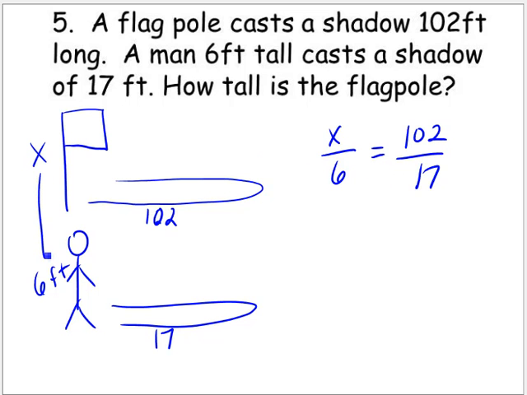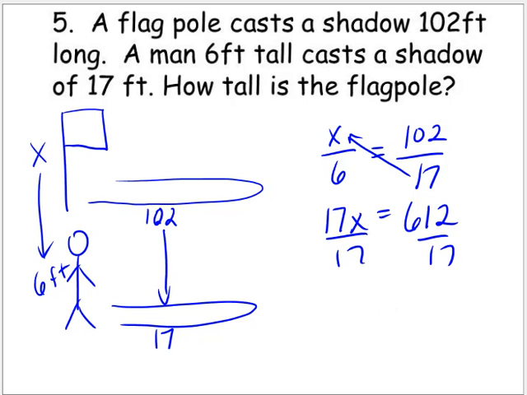You can basically see the proportions by the picture. Cross multiply, 17x equals 612. And then I'll divide by 17 on both sides. This does give me 36.